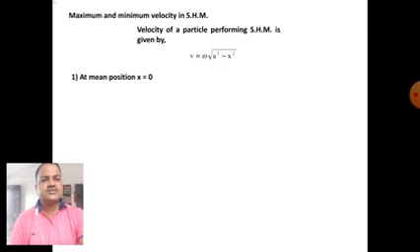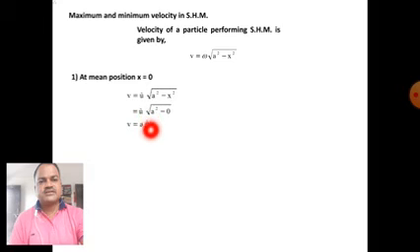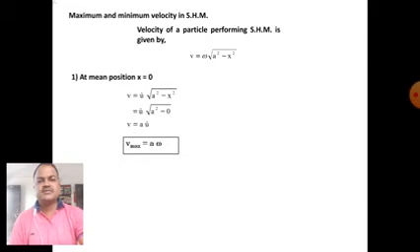Square root of a square means a. So the value will be v is equal to a omega. We call it omega. We have given it as u, but this is omega, not u. This is a printing mistake. You can write omega. V is equal to a omega. This is the maximum value. It means that velocity at the mean position is maximum.